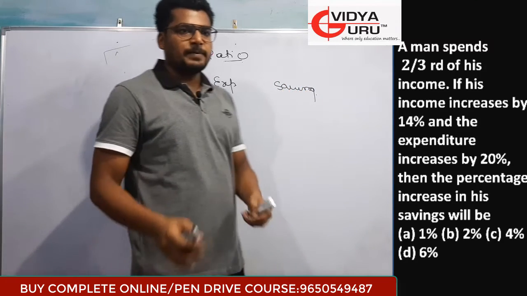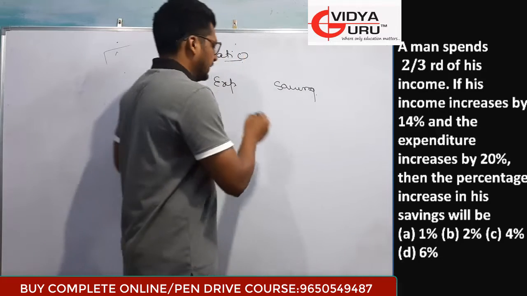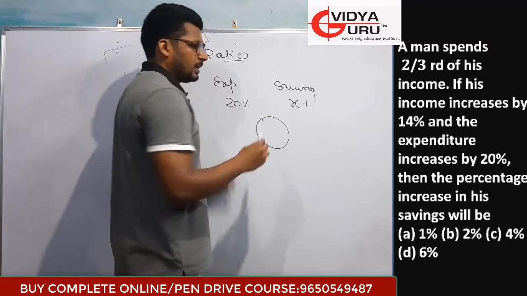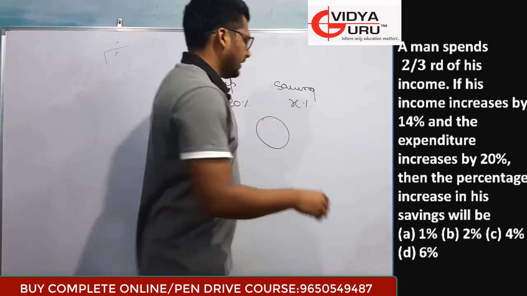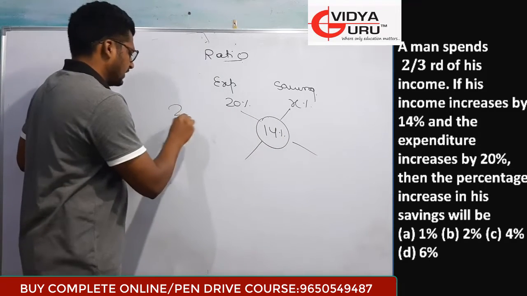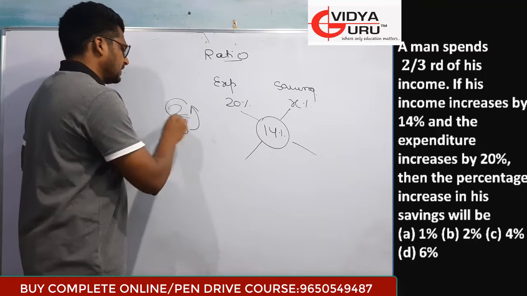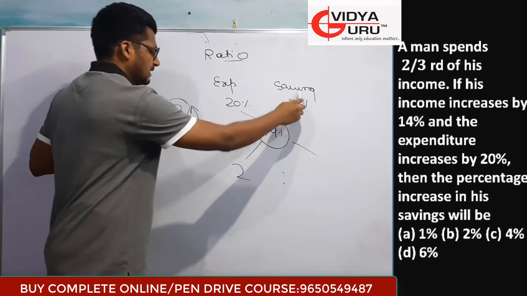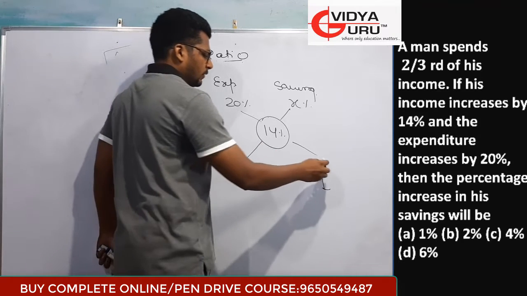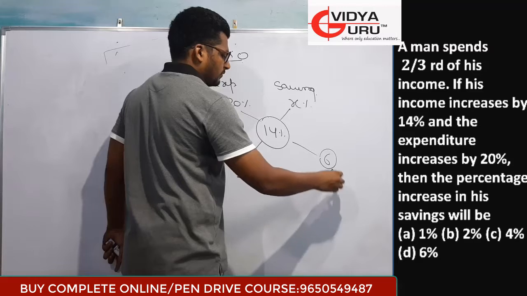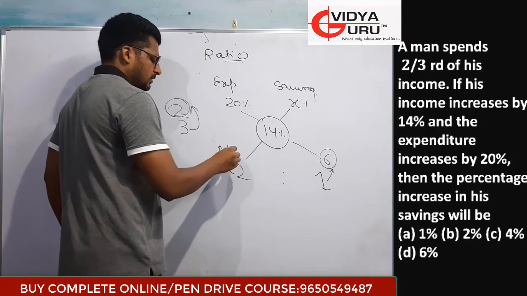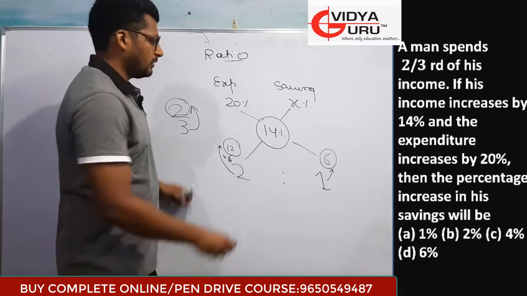The question is saying expenditure is increased by 20%. We need to find the percentage change in saving, and total income is increased by 14%. And he spent 2/3 of his income. That means from 3 he spent 2. Then what will be the savings? 1. If I calculate it, 20 minus 14 will come 6, and value of 1 is 6. Then value of 2 will be what? 6 times 2, which is 12.